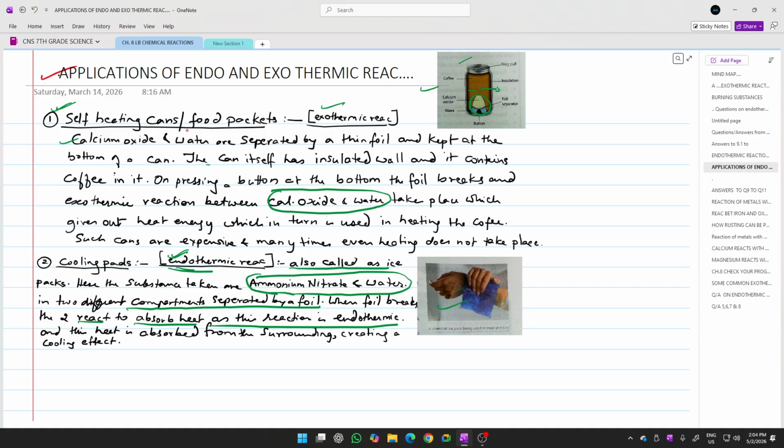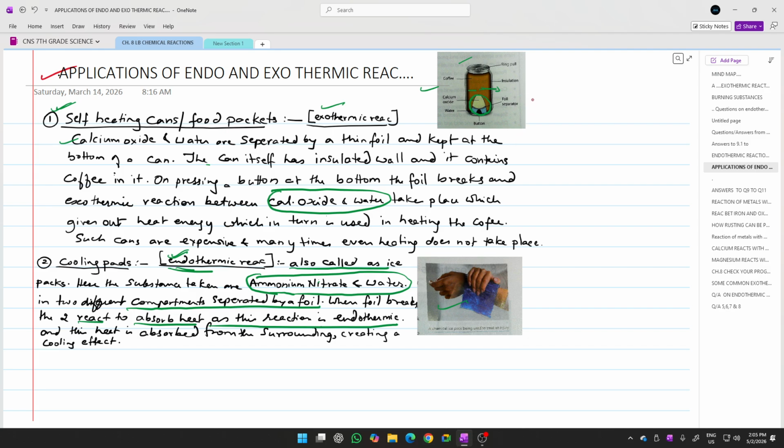What is the meaning of self-heating cans? The coffee or the tea inside that particular can will get heated automatically. You don't have to keep it on a gas or on fire. That is known as a self-heating can. You can find the same concept for self-heated food also. Instead of coffee or tea, you may find some food which gets heated itself. You don't have to put it on a gas, a stove or an oven. So these are known as self-heating cans or self-heating food packets. Now, what happens in these packets or cans, that we are going to see.